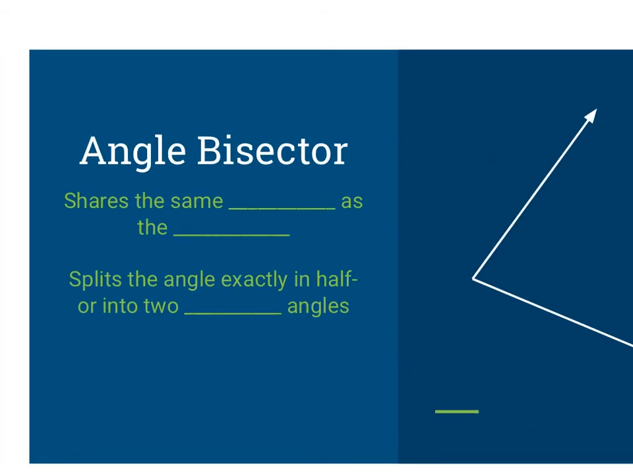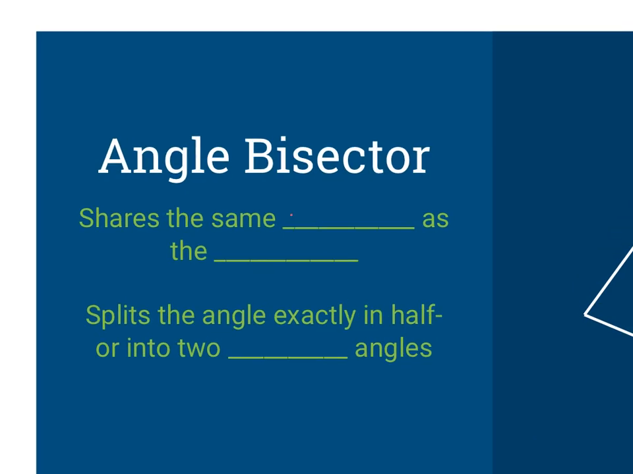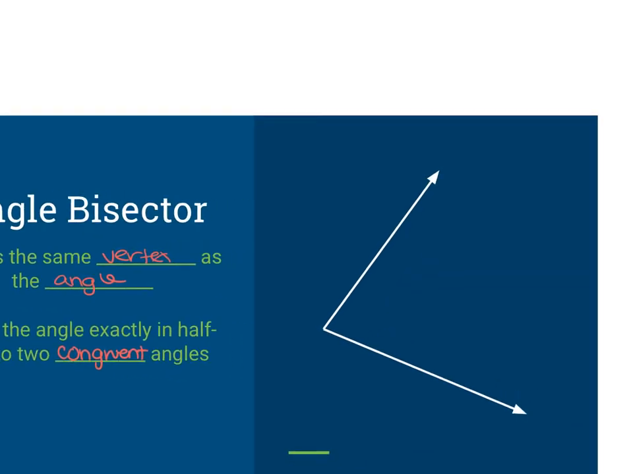My angle bisector is going to share the same vertex as the angle, and it's going to split the angle exactly in half, or I could say into 2 congruent angles. So it's still going through that endpoint that those 2 legs share, and it's also going to be a ray, and it's going to cut it exactly in half. And this isn't the best drawing, but that's okay.